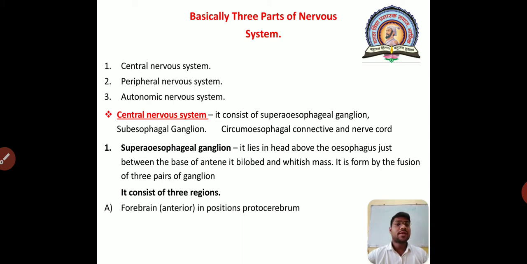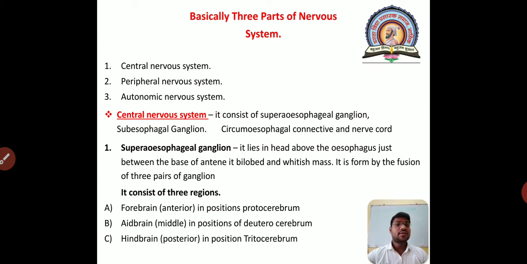First, the forebrain. The forebrain is present on the anterior side, and it is the protocerebrum. Then the midbrain is present in the middle, and it is the deuterocerebrum. Then the hindbrain is present on the posterior side, and it is the tritocerebrum.